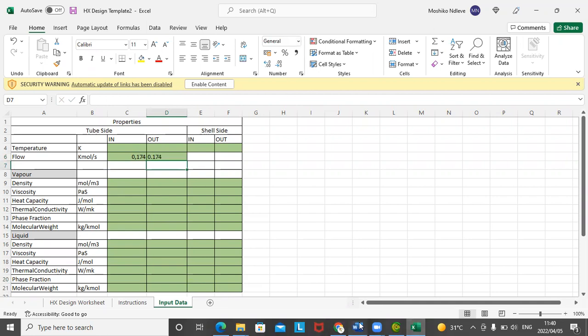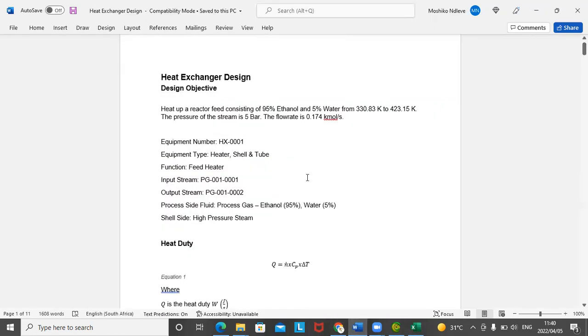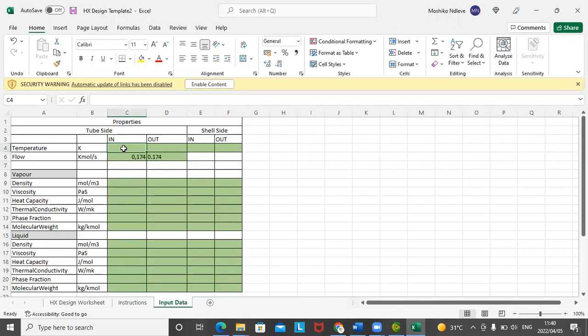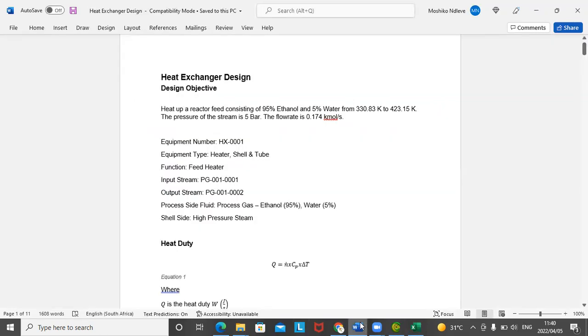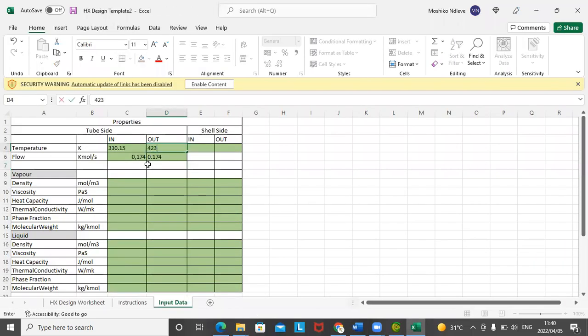What else do we know? We know that our process fluid is coming in at 330.15 Kelvin and leaving at 423.15. So we can already put in 330.15, and it is leaving at, let's go back, make sure we got it right, 423.15 Kelvin. So it's coming in at 330.15 and leaving at 423.15. And then the one thing we can also calculate, of course, is the shell side, because we're using steam.